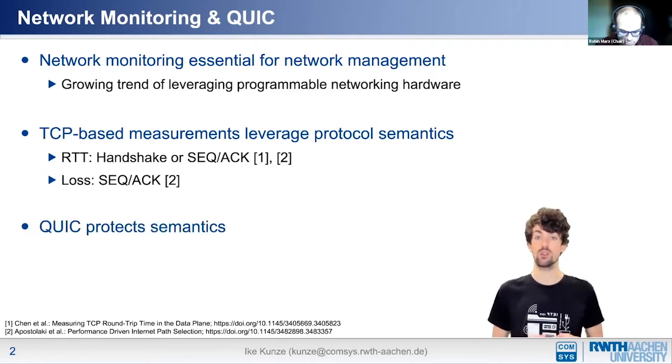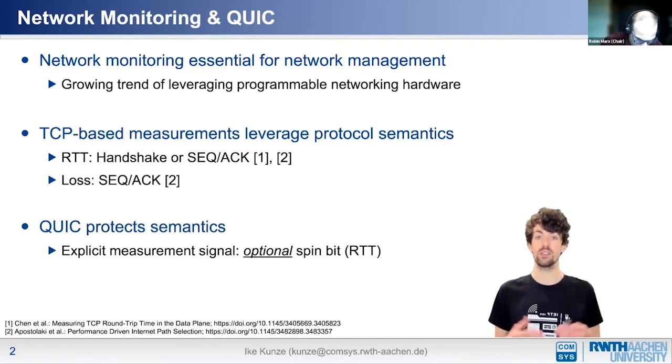Unfortunately, this kind of monitoring becomes more difficult for QUIC, as QUIC protects the required information, or at least the sequence numbers and acknowledgements, which means that only the handshake semantics are in play for measuring the round-trip time. To still satisfy the great need for such passive measurements, QUIC features an explicit measurement signal, and that is the optional spin bit. It basically modulates a square wave signal onto the communication, which can then be used to estimate the RTT of a flow.